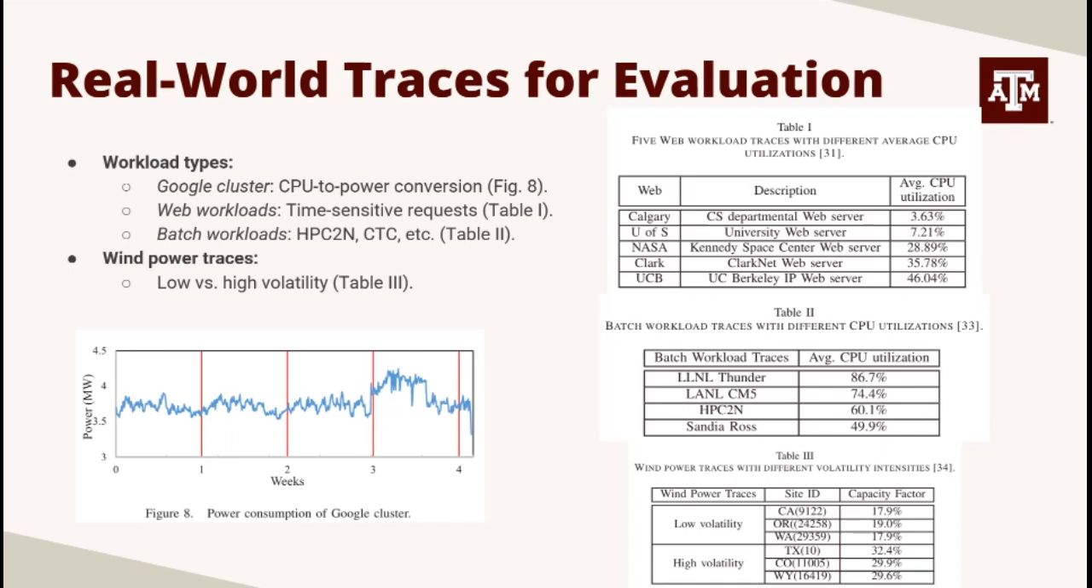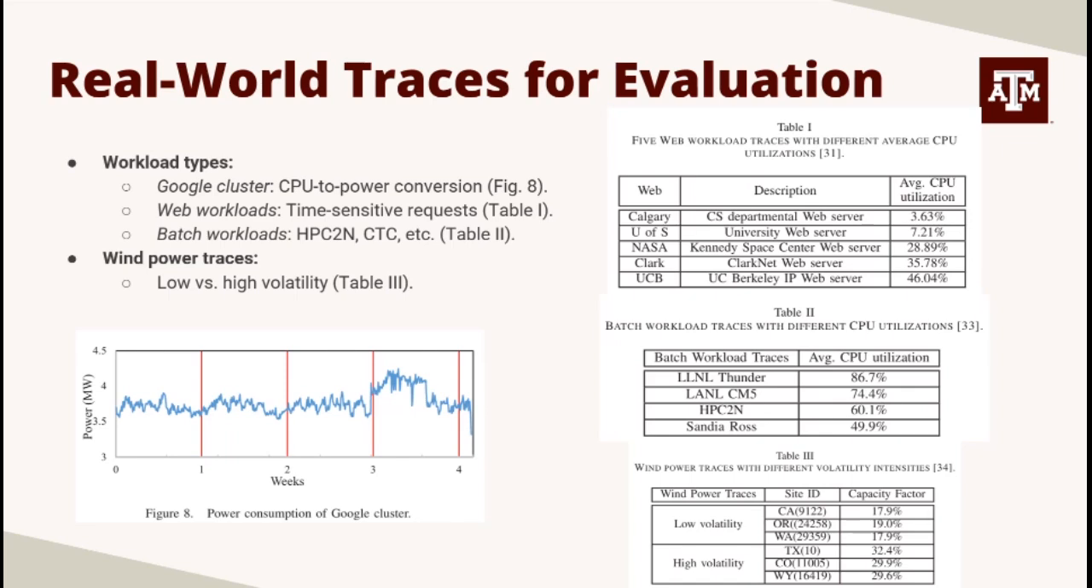On the renewable side, wind power traces were split into regions based on volatility. This classification was critical for determining where flexible smoothing would be most effective.